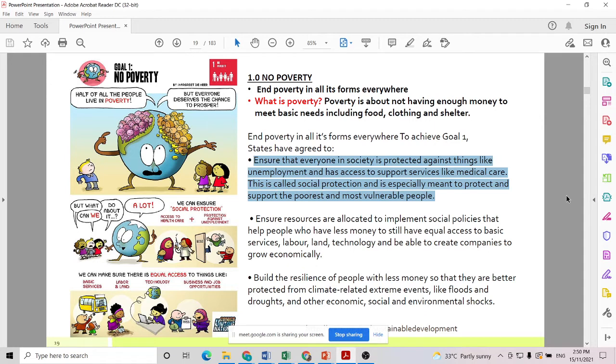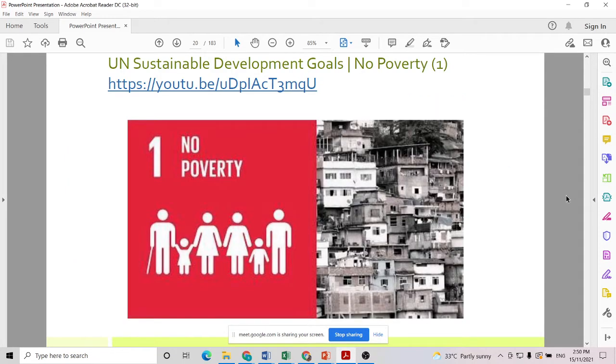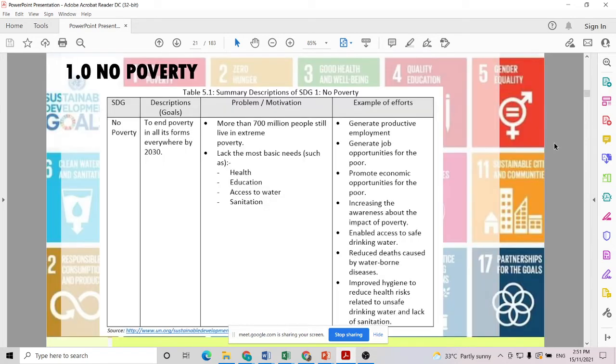Okay, so in order to better understand, you can click this link. So what is the effort? It is to generate employment and create job opportunities, better economic opportunities, and so on and so forth. So that is the target for poverty.